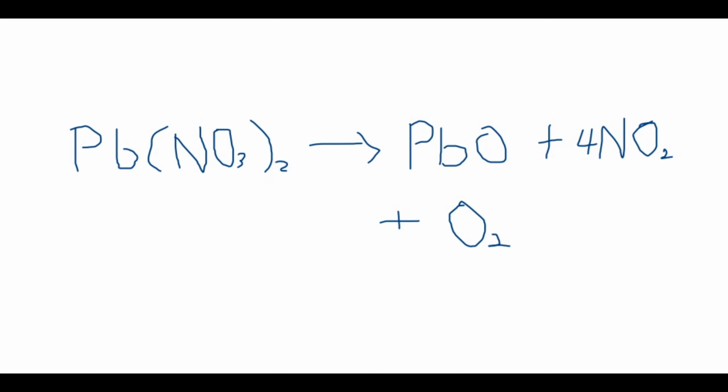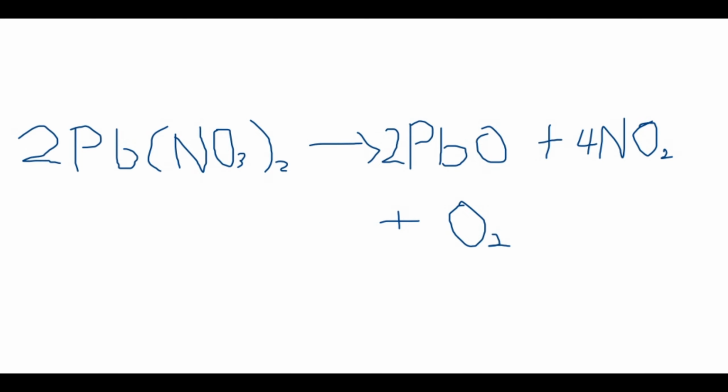Now lead nitrate is in its solid state. Now when heated, it forms lead oxide in solid state, NO2 gas and oxygen gas. Now to balance this, I'll just add a 2 to PbO, and yeah, it's balanced, and 2 to lead nitrate.